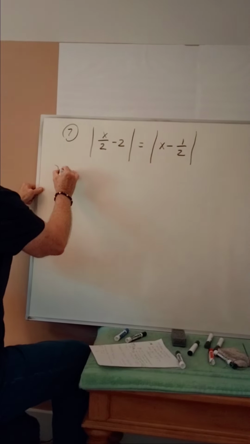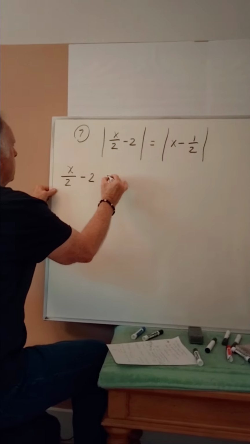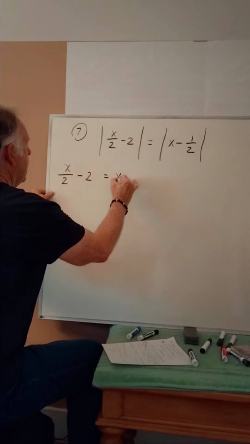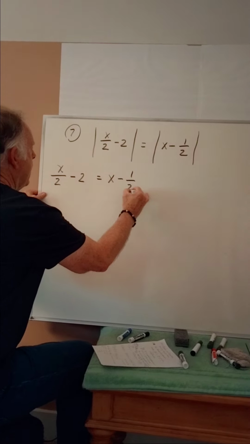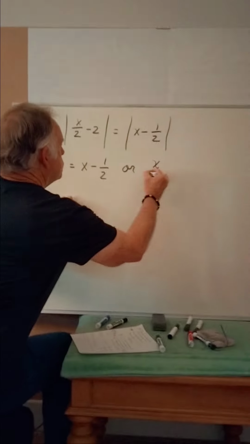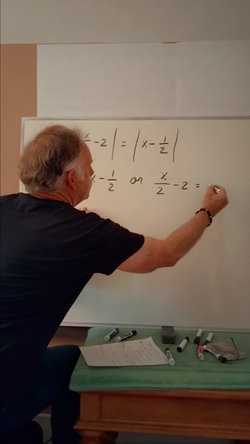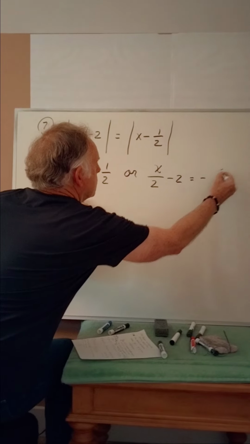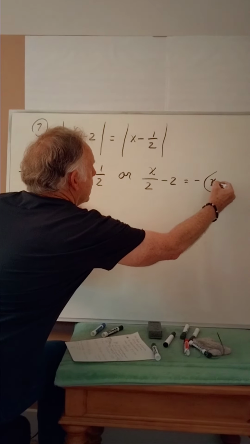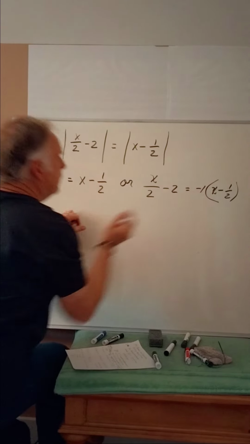First one, x over 2 minus 2 is equal to x minus 1/2, or x over 2 minus 2 is equal to the opposite of x minus 1/2, and I'm going to insert a -1 right there.